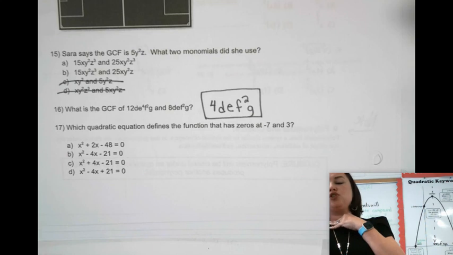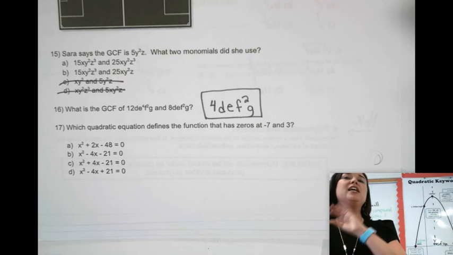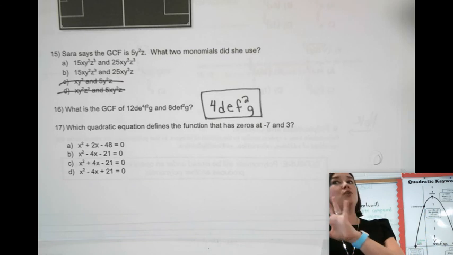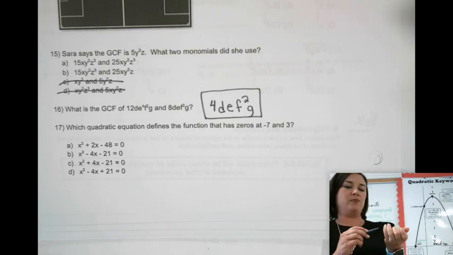All right, I want you to do number 17 and number 18 on your own because this goes with the last thing we just did. Then we'll take a stretch break before I go into a little mini lesson for you.